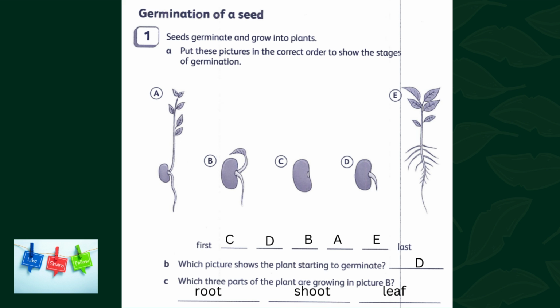Now, question B. Which picture shows the plant starting to germinate? So you can see the D picture. Question C, which three parts of the plant are growing? Picture B. So root, shoot, and leaf.